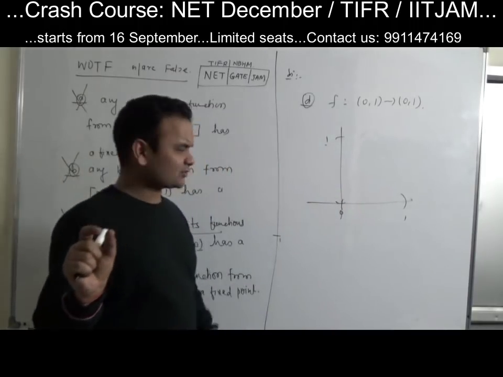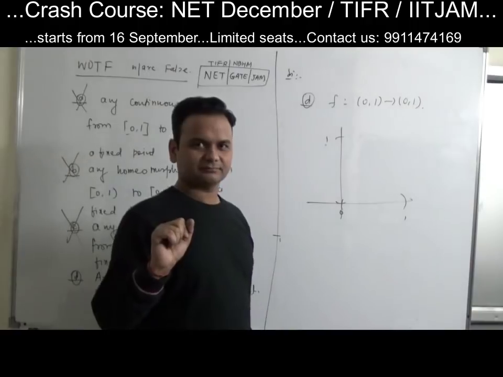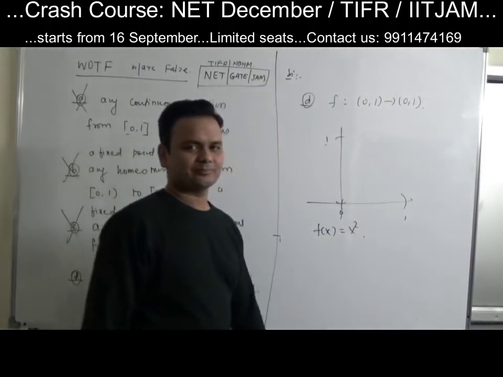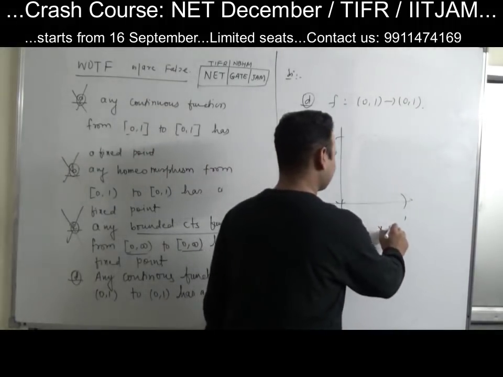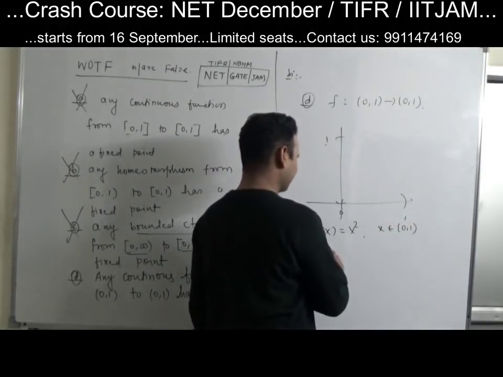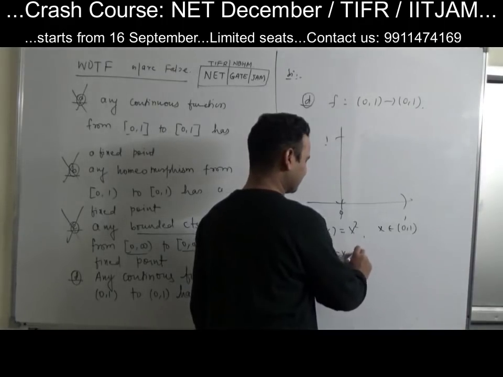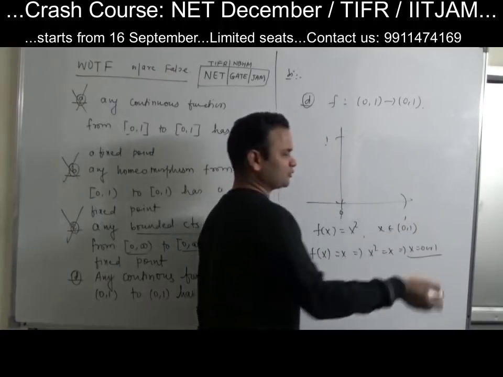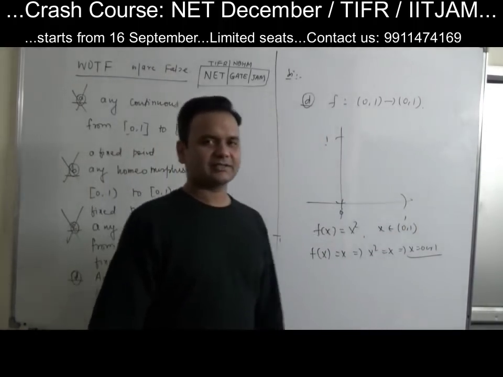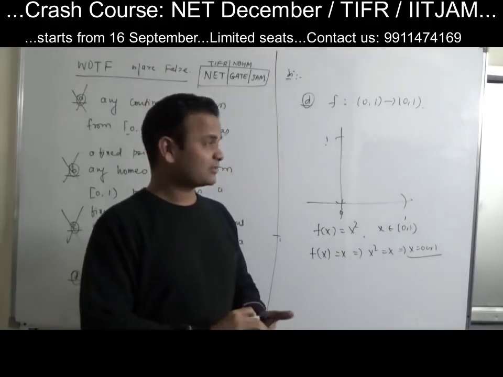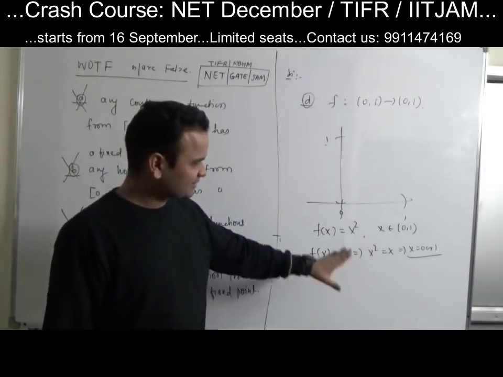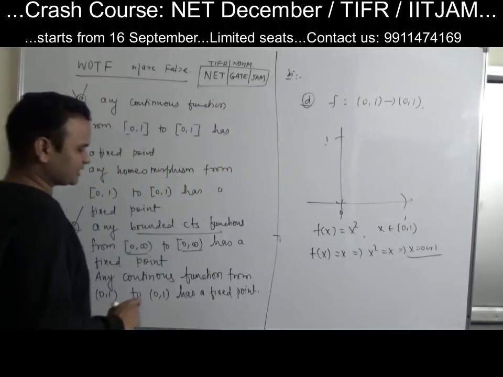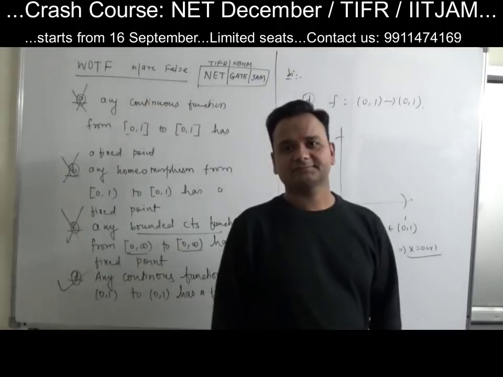Construct a function which has fixed points only at 0 and 1. Take this function f(x) = x squared, where x belongs to the open interval (0, 1). Fixed point means you are looking for f(x) equal to x, that is x squared equals x, which implies x equals 0 or 1. But 0 and 1 are not in our domain. So this is a continuous function which has fixed points 0 and 1, but they are not in my domain, and this function has no fixed point in this domain.